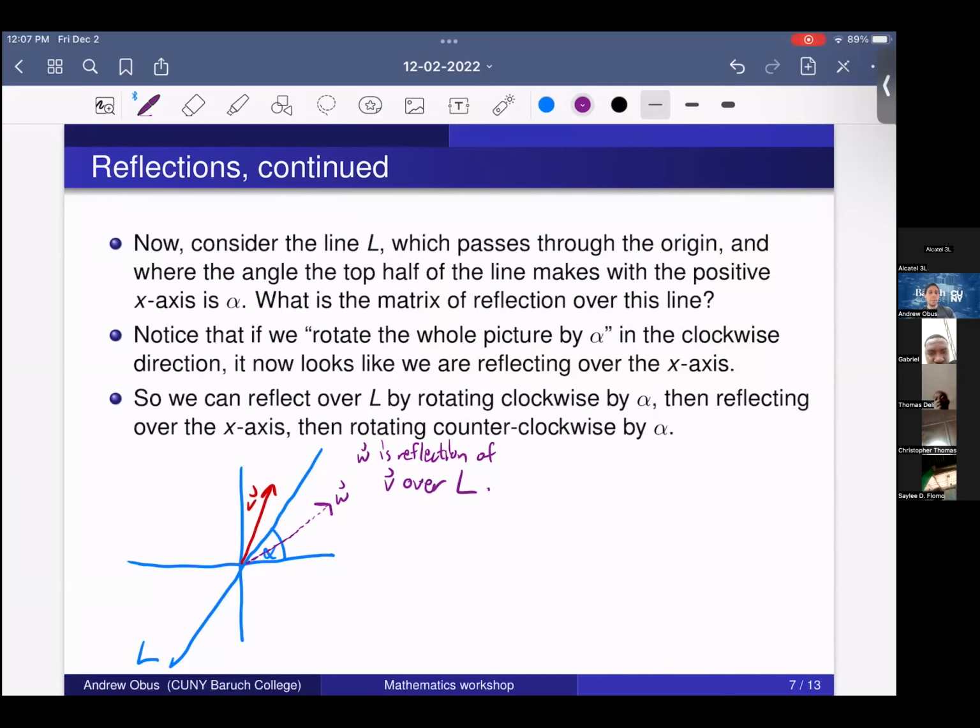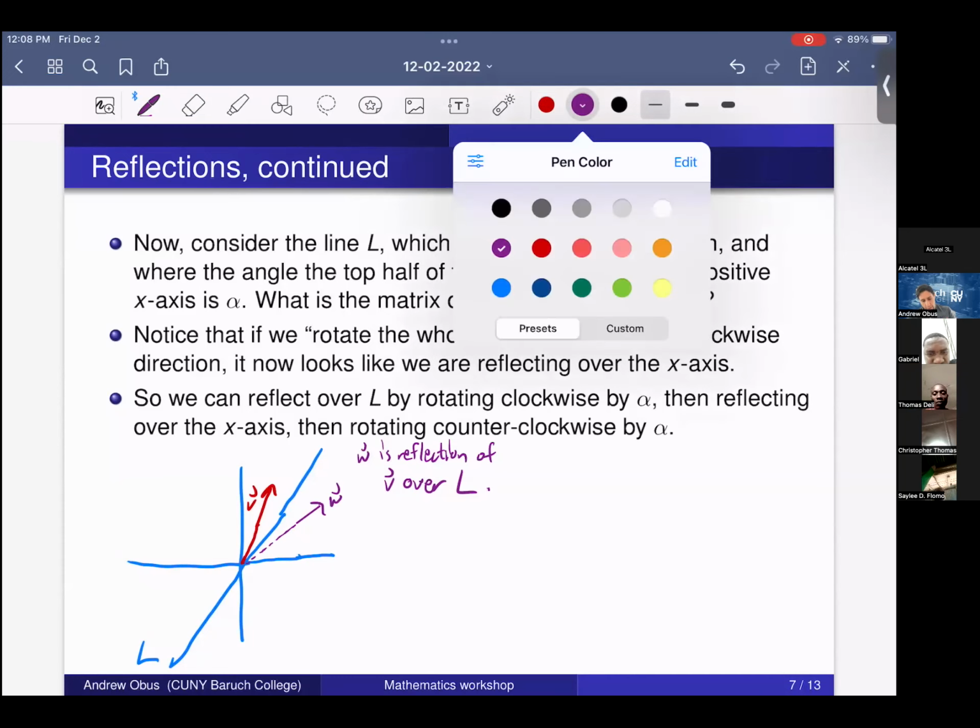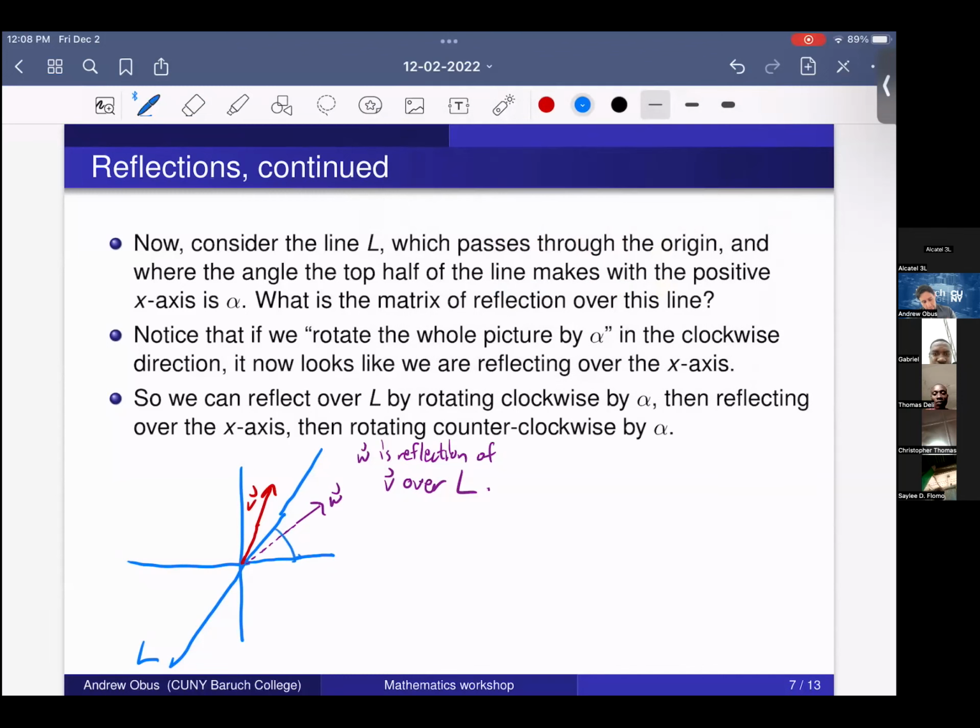So I want to know what's going to be the reflection. I take this vector v and I reflect it over the line. I get this other vector w, which maybe is not drawn so well. Let me try to draw this a little better so that it actually looks like the reflection. Let me get all the different colors back. So my vector w should maybe look like this. Yeah, I think that's better. And where this angle here is, as usual, alpha.